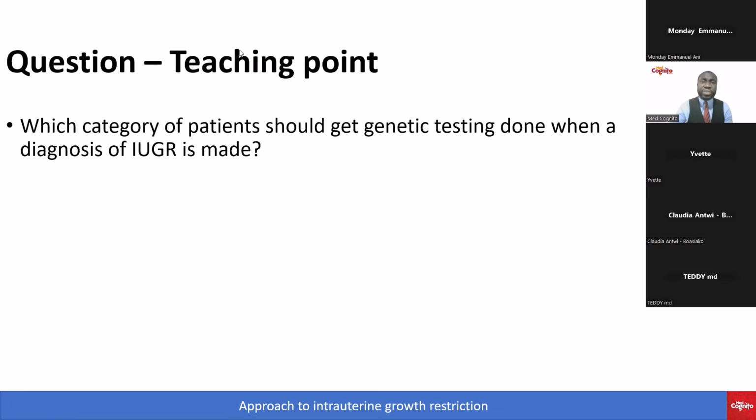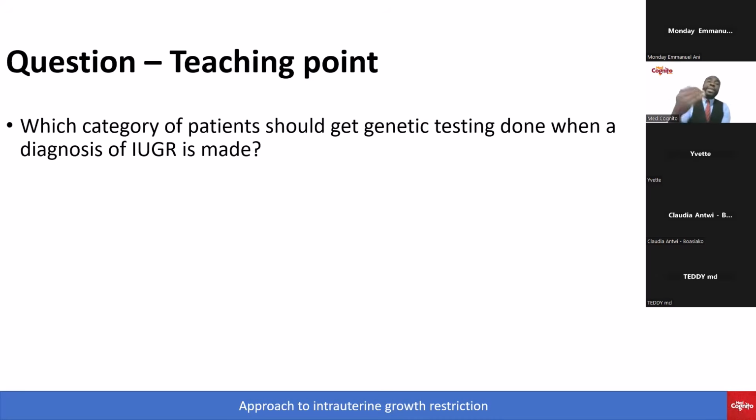Which category of patients should get genetic testing done when a diagnosis of IUGR is made? Sure, Dr. Maria, that's fine. Yeah, hypertension can lead to oligohydramnios. That's noted. Which category of patients should get genetic testing done when a diagnosis of IUGR is made?